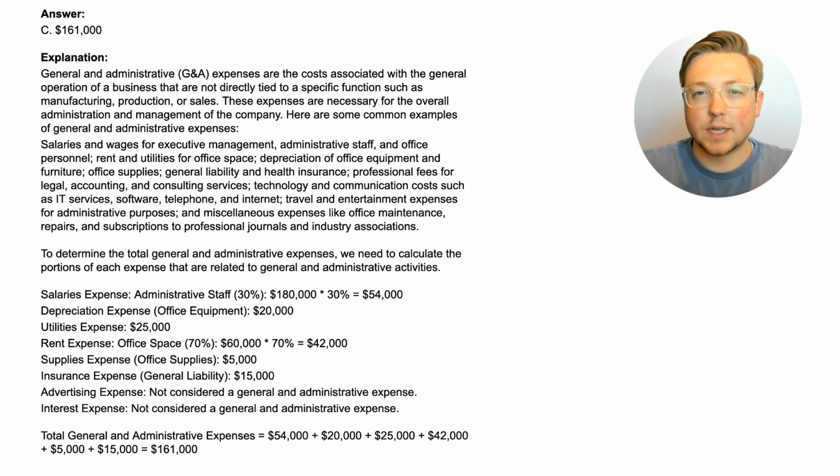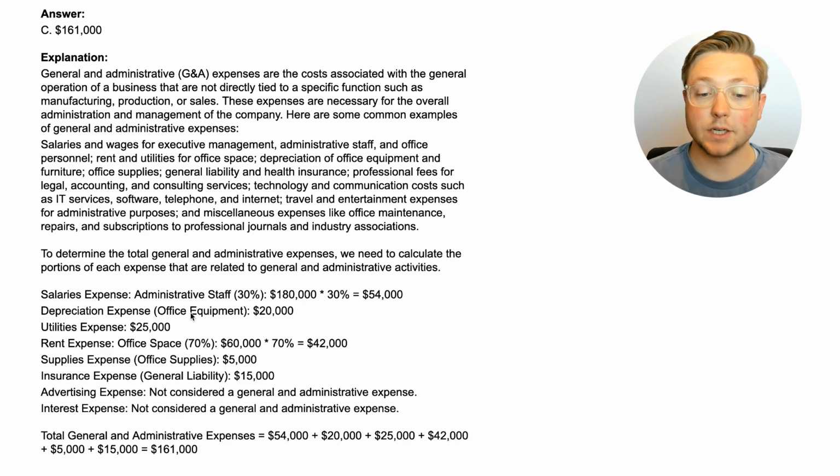Again, a lot of this has to do with the office, the general people who are just helping the company generally run without being a part of something very specific like sales. So with that knowledge, now we can go to these expenses and figure out what the total general and administrative expenses were. So the salaries, 30% of the salaries were for administrative staff. So that means that 30% of $180,000, that's $54,000.